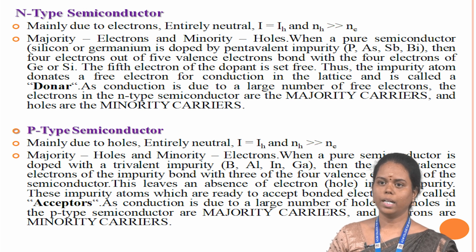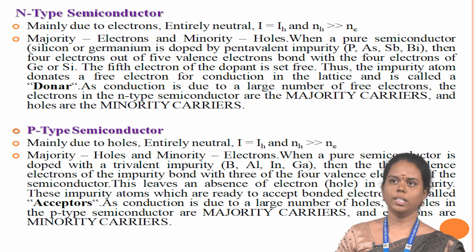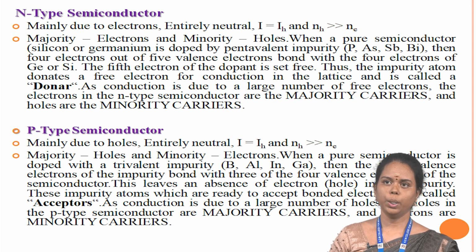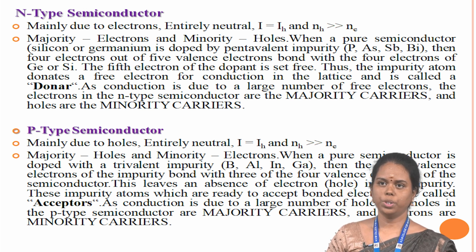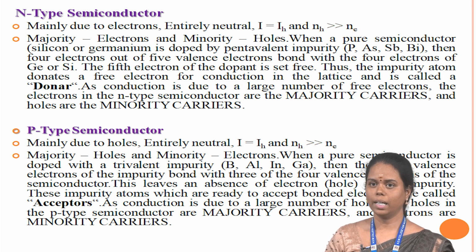The impurity atoms donate the free electron for conduction in the lattice and are called donors. Since the number of free electrons increases with the addition of impurity, the negative charge carriers increase, hence it is called an N-type semiconductor. The crystal as a whole is neutral, but the donor atoms become immobile positive ions. The conduction is due to the large number of free electrons; the electrons in the N-type semiconductor are the majority carriers and the holes are the minority carriers.